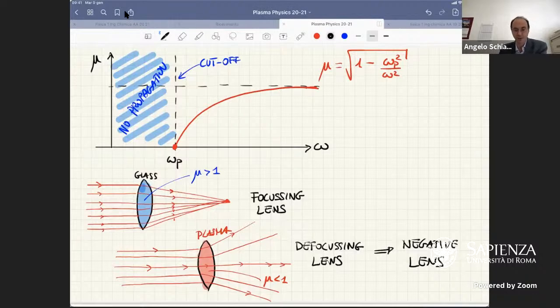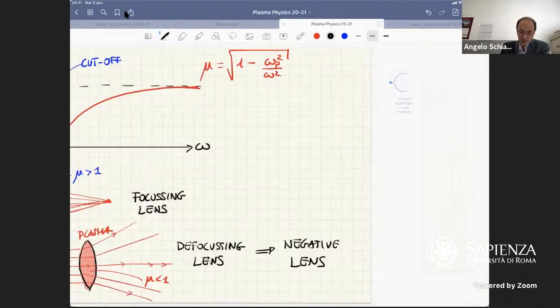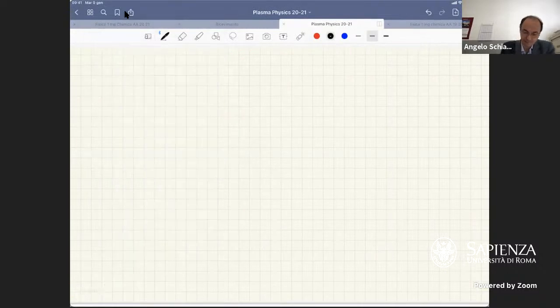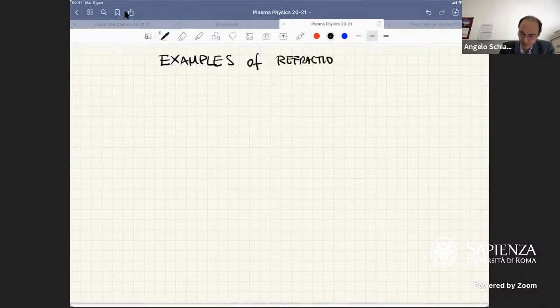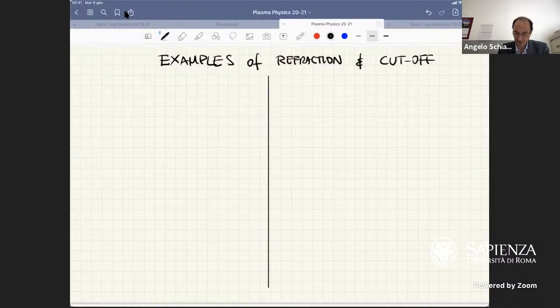Let's make a couple of examples of it. So for instance, we make 2 examples of refraction and cutoff. So we can divide the board in 2. We do refraction on the right, on the left.